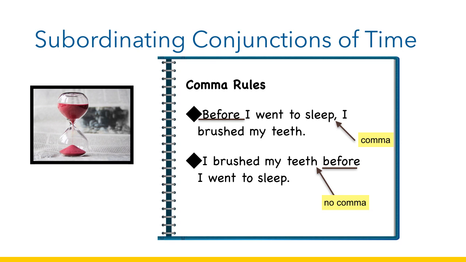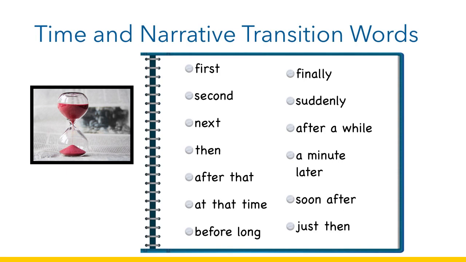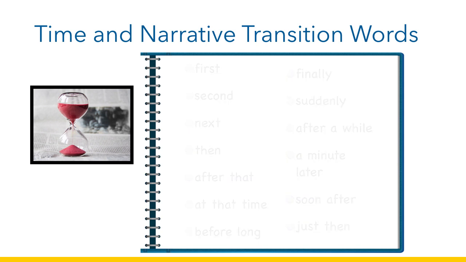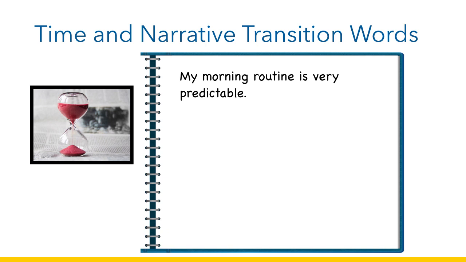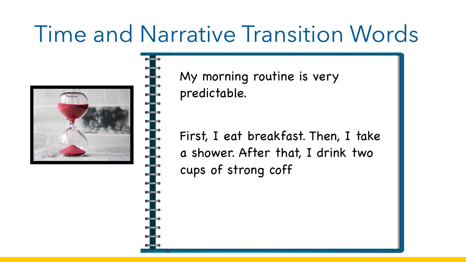Another way we can show time relationships in writing is by using transition words. Here are some useful transition words to show time. We use them differently than subordinating conjunctions. Let's take a look at an example. My morning routine is very predictable. First, I eat breakfast, then I take a shower. After that, I drink 2 cups of strong coffee.